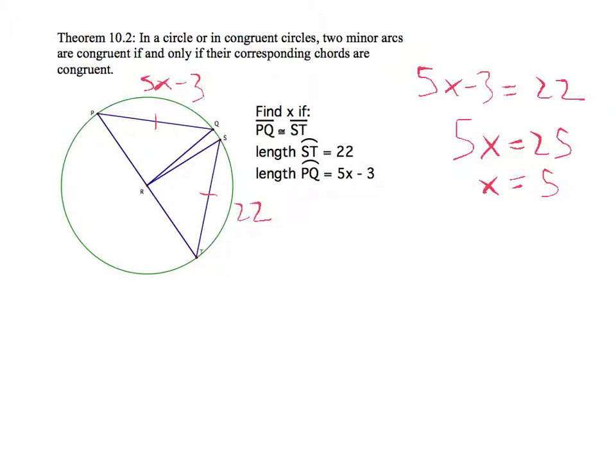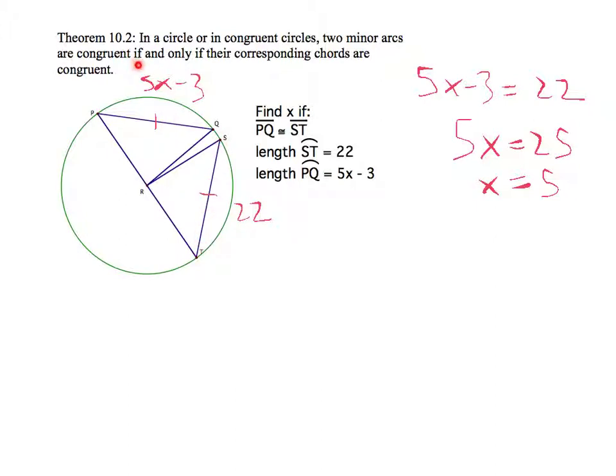And that's all. One other thing to say about this first theorem: anytime you have congruent chords, you know that the arcs are congruent. And so here we were given congruent chords, so we set the arcs equal to each other and solved.